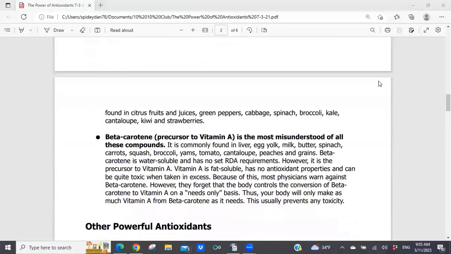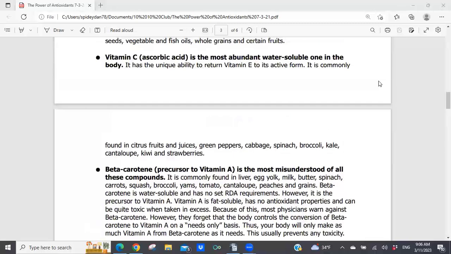And then there's another one called beta-carotene, which is a precursor to vitamin A. Now, the interesting thing about beta-carotene, as opposed to consuming vitamin A, if you consume a lot of vitamin A, you have the potential for toxicity. But if you consume beta-carotene, the interesting thing about your body is it will convert beta-carotene to vitamin A as it needs it. So there's no toxicity with regards to beta-carotene.